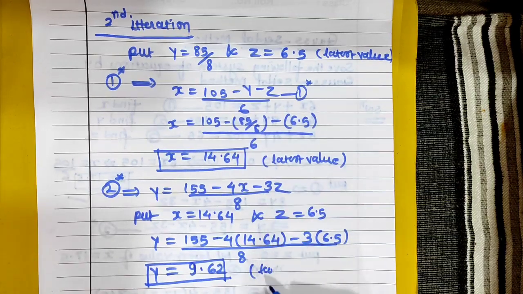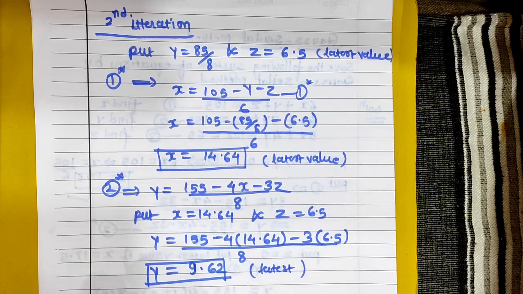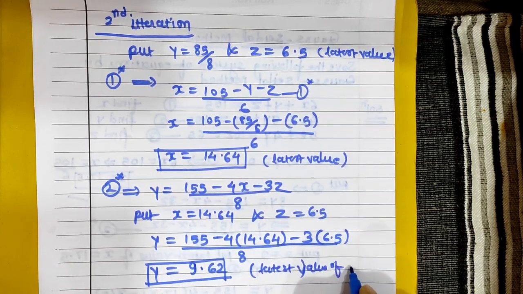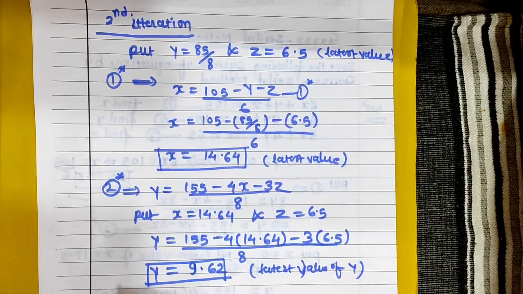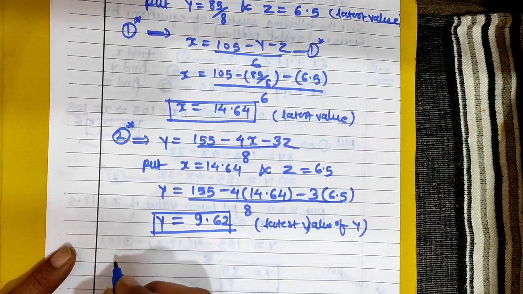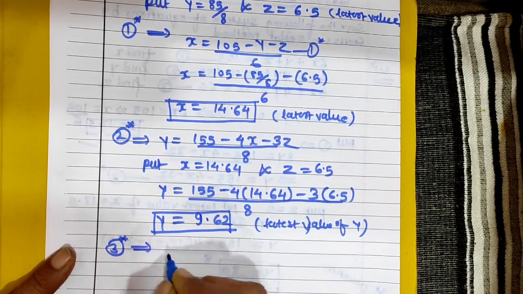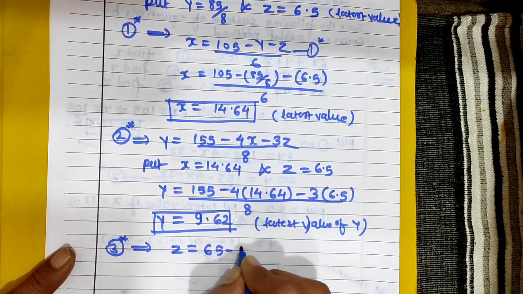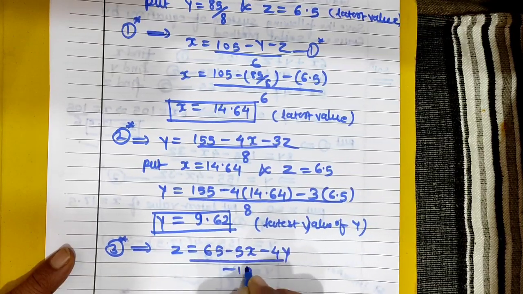No need to write this in the exam, but for understanding, we are writing the latest value of y here. Now we want the value of z, so we have to use equation 3 star. z equals (65 minus 5x minus 4y) upon minus 10.